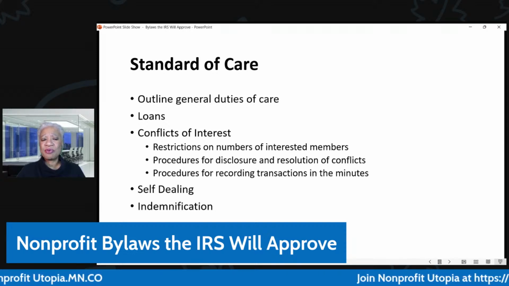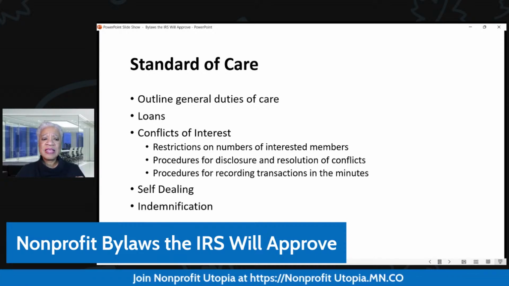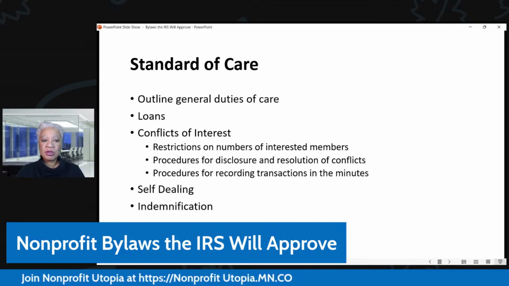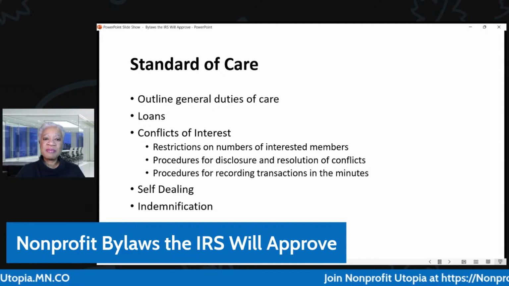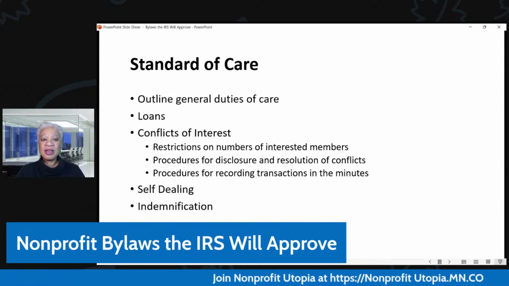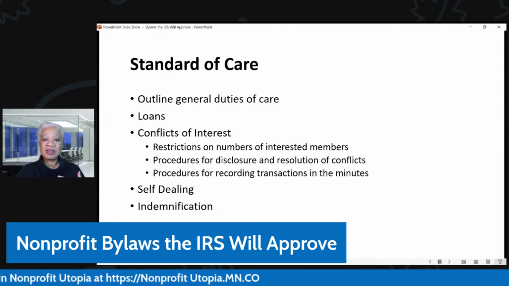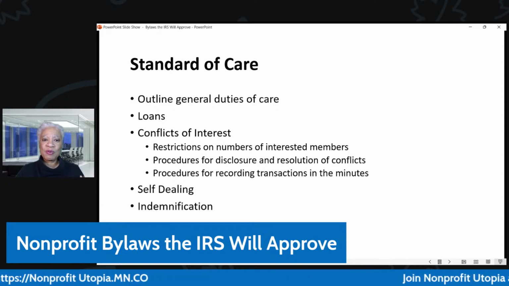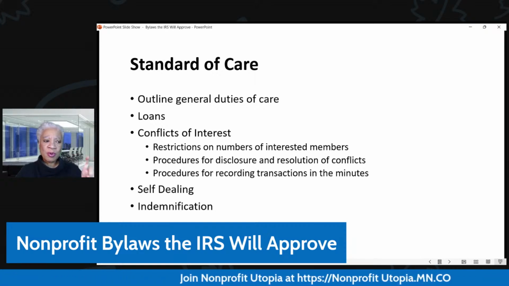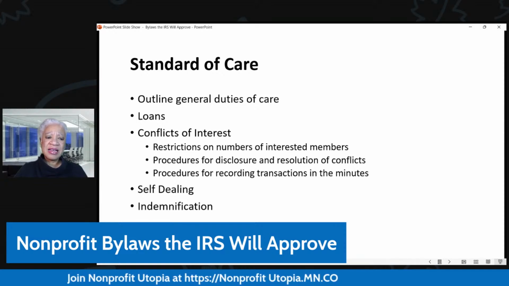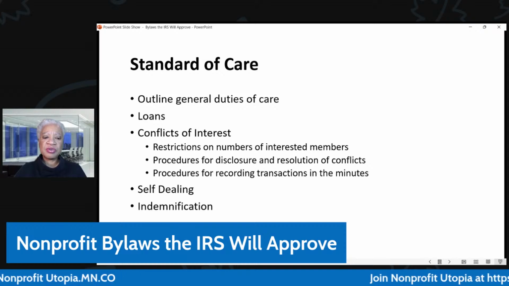And the reason why that's important, and like I said, ideally, you really don't want any conflicts of interest. But in the event it can't be avoided, you want to have restrictions on the number because you don't want the IRS to come in and dissolve you because it appears that you're in business not to serve the community, but just to enrich people who work for the organization or serve on the board. So you want to cover yourself or prevent a situation where that can happen by having restrictions on numbers of interested members.